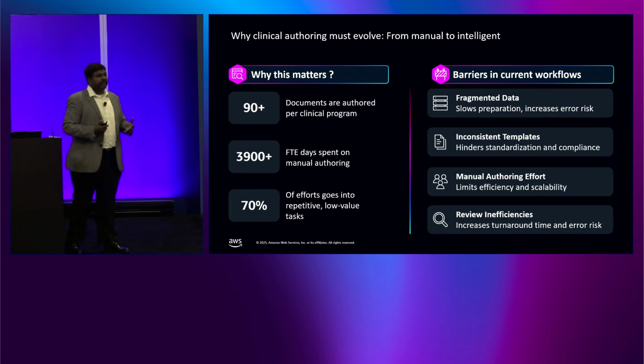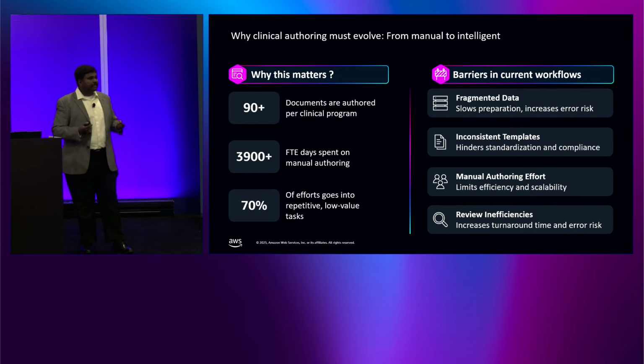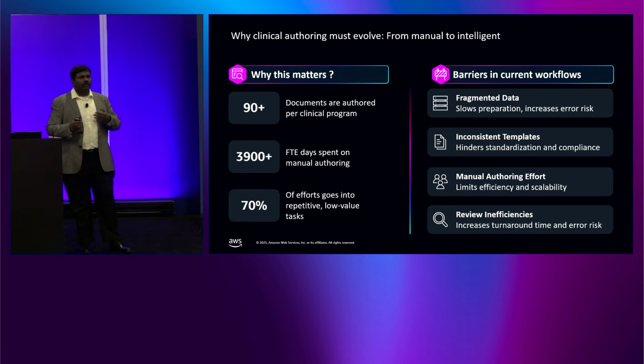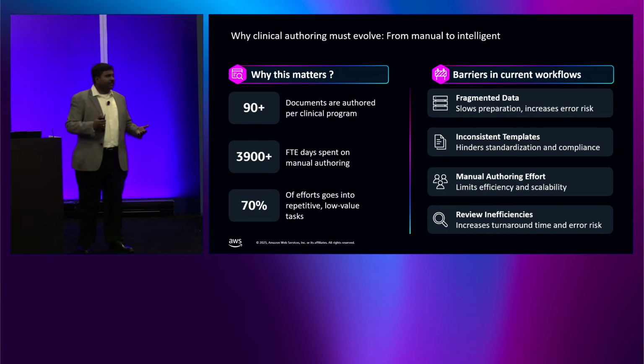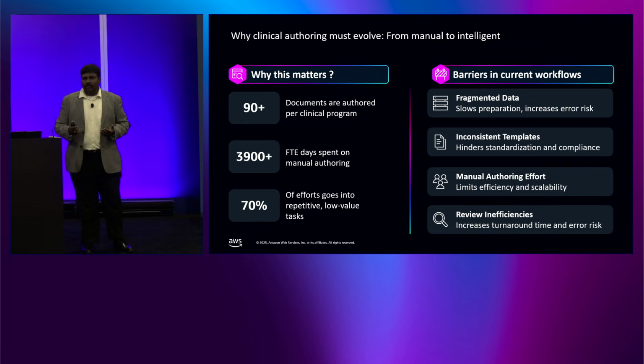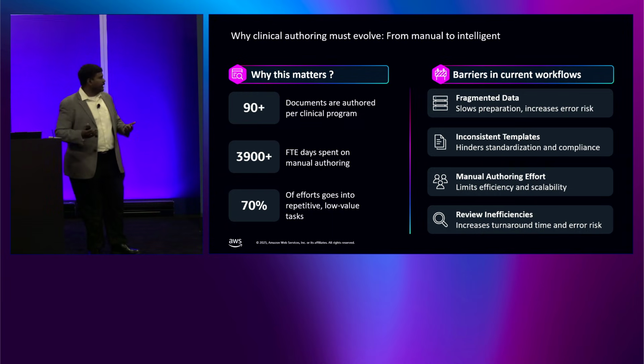Now, this is a very time-intensive process. Today, almost 10 person years worth of effort goes into authoring these 90 plus documents that are submitted. This is the work of medical writers who are creating the clinical trial protocols, the informed consent forms, and a whole host of these documents. And as you can imagine, a lot of that authoring work is repetitive and in fact involves a number of low-value tasks. So where do these low-value tasks come from?